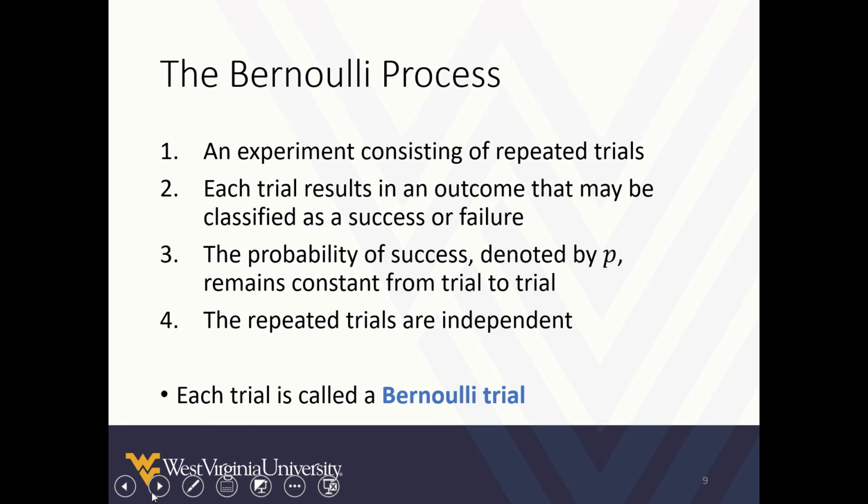So there are 4 things you do need to know about the Bernoulli process. First, it is an experiment consisting of repeated trials. Second, each trial results in an outcome that may be classified as a success or a failure. Third, the probability of success, which we denote by a lowercase p, must remain constant from trial to trial. And fourth, these repeated trials must be independent of each other. Each individual trial is called a Bernoulli trial, and together, Bernoulli trials.